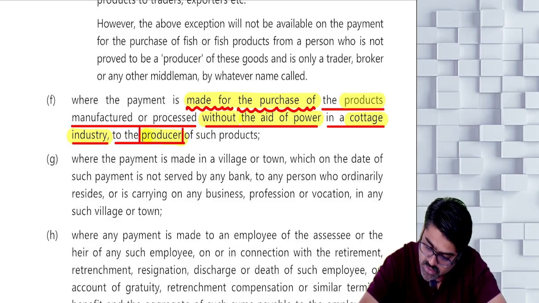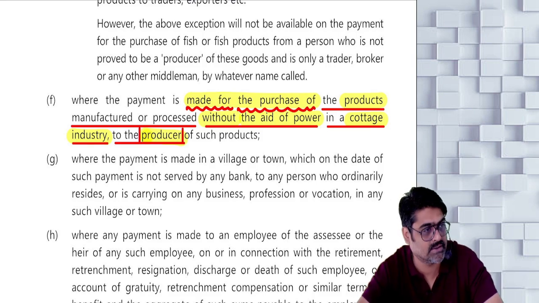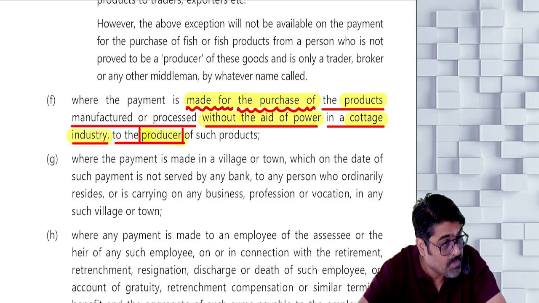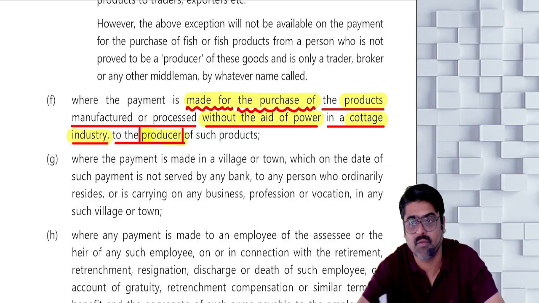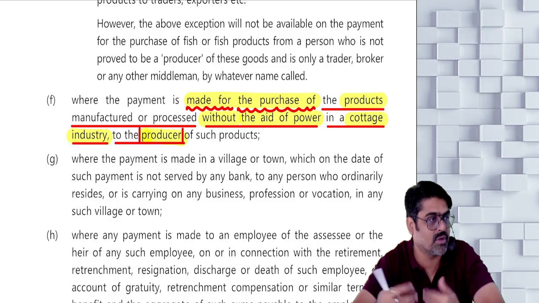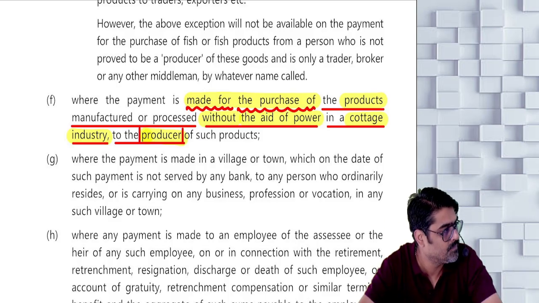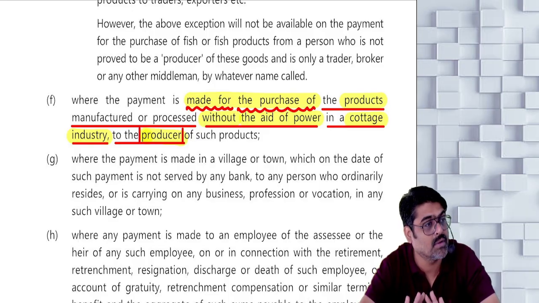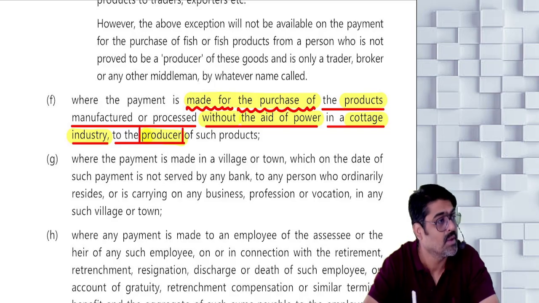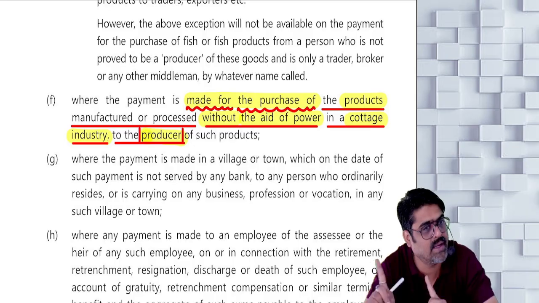So any product, what did I say? Any product which is manufactured or produced in any cottage industry without the aid of power. For that product, if you are making the payment and that payment is made to the producer of that item, then that payment can be made by any mode. Even if prescribed mode, then also allowed. Even if other than prescribed mode, then also allowed. 40A3, 40A3A will not be attracted.